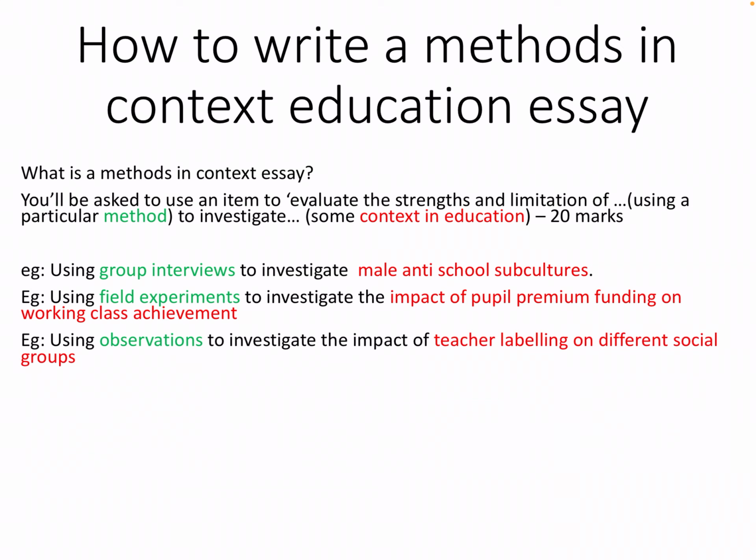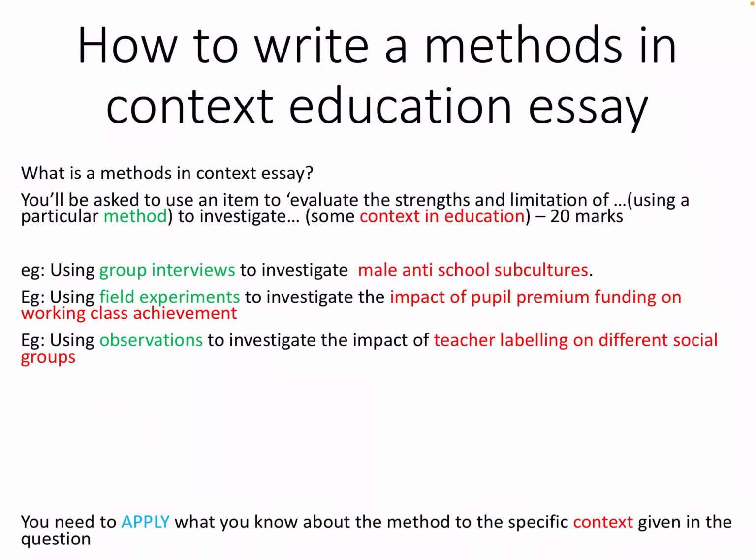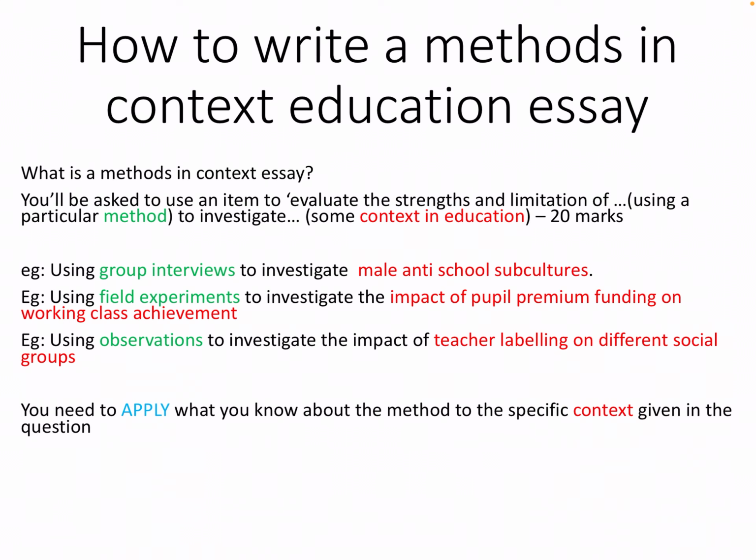So every time you do a strength or weakness of group interviews, for example, you have to say why that is good or bad for finding out about male anti-school subcultures. The key skill that is assessed in this essay is your ability to apply what you know about the method, so application, AO2, to the specific context given in the question, hence methods in context.